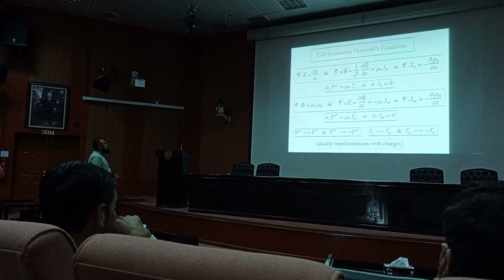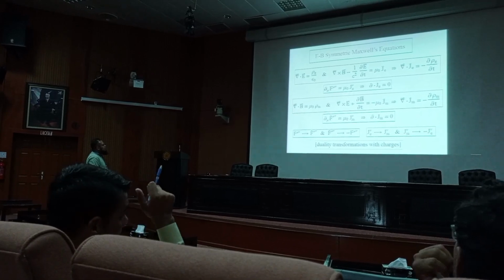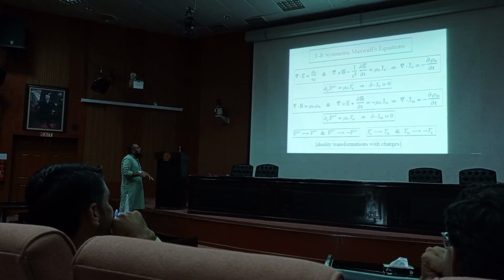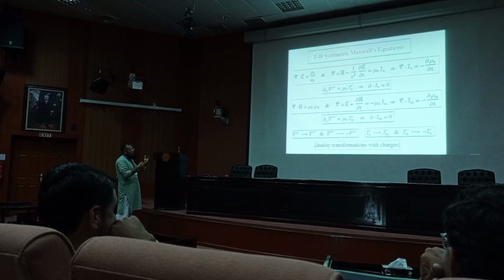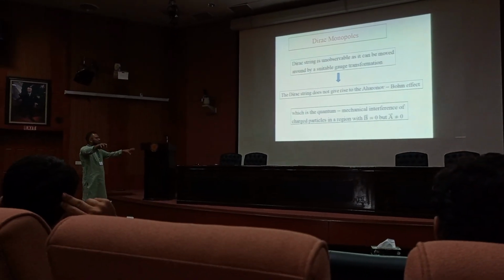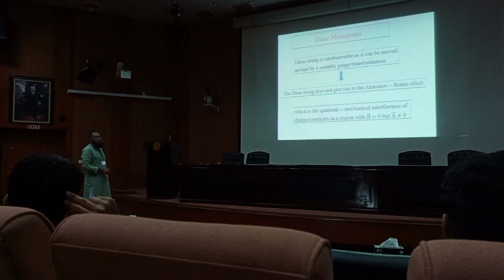Same is the case with this, and this equation you can write down in covariant form like this. So there is a duality transformation of Maxwell, of a generalized Maxwell equation. So we know the B is 0 everywhere, but A is not.